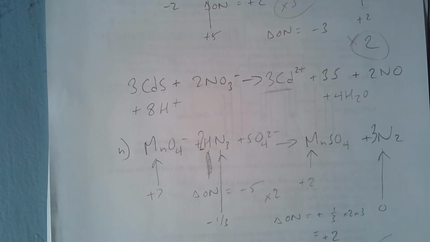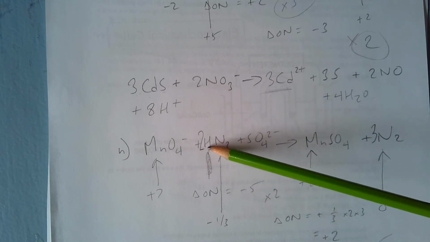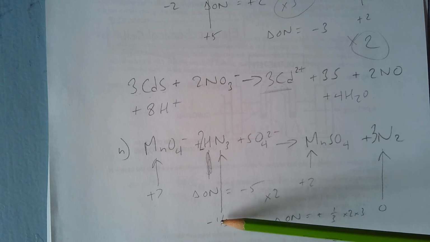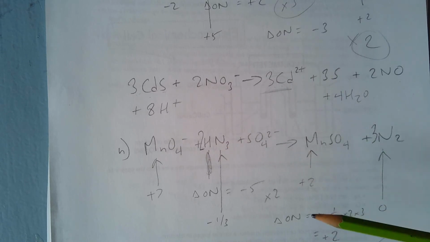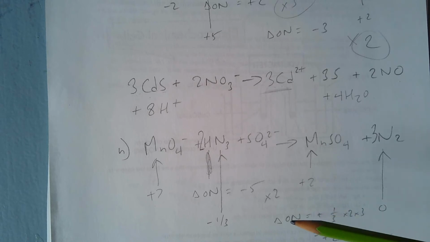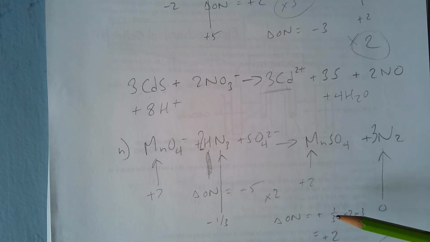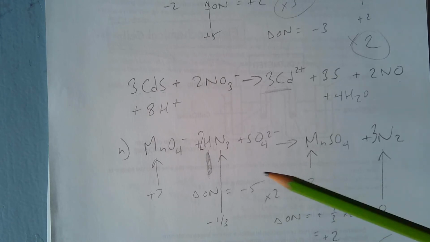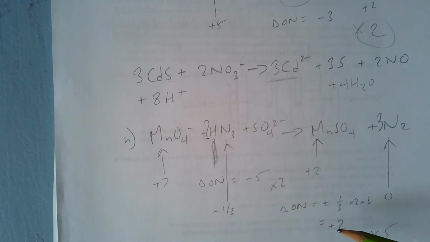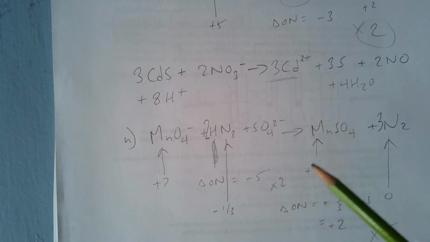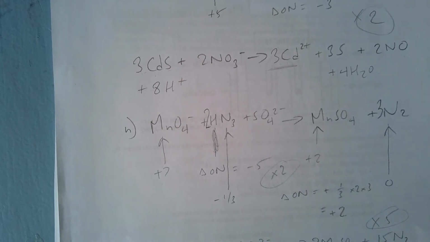If you look at what's going on with the nitrogen, hydrogen is +1, so that means this nitrogen is -1/3. So it goes through a change of oxidation number of +1/3, because it's -1/3 and then goes to 0 here. So you take 1/3 and multiply it by 2 and by 3, because of the 2 here and the 3 here. That gets you to +2. So we've got -5 and +2. This one you multiply by 2, and this one you multiply by 5.